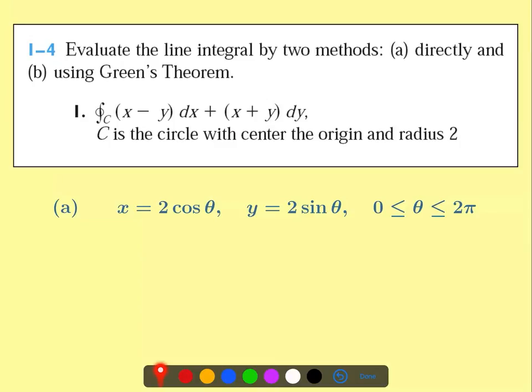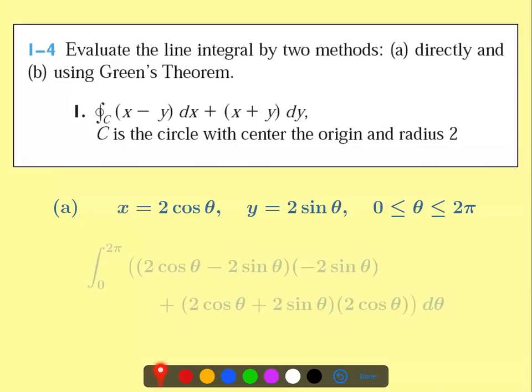I use theta here instead of t like we were doing before, just in part to emphasize that it doesn't have to be t for your variable. But we want to rewrite this line integral in terms of theta. We want everything in terms of theta. We've got x and y in terms of theta. Now we need dx and dy. Well, you can see what dx and dy are.